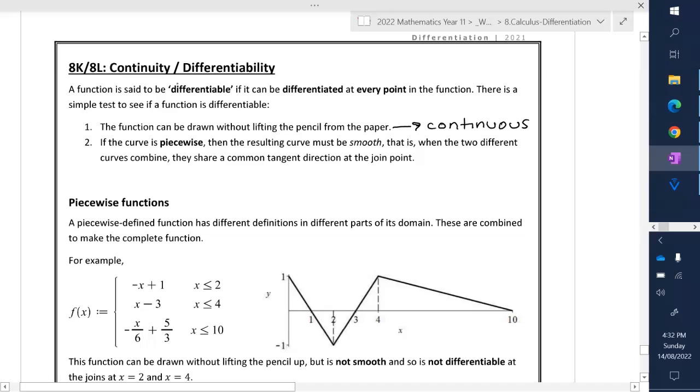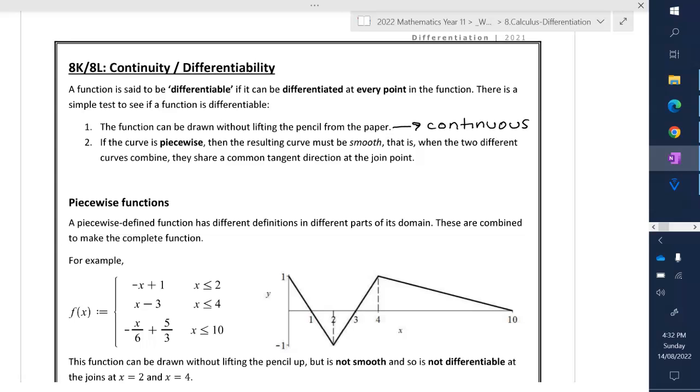So a function is said to be differentiable if it can be differentiated at every point in the function. Now, so far, I guess all of the functions that we've been dealing with have been able to be differentiated, and that's not always the case. There are functions that exist that at certain points we cannot differentiate them. So that's what this topic is basically dealing with.